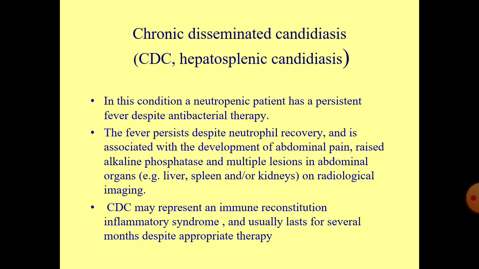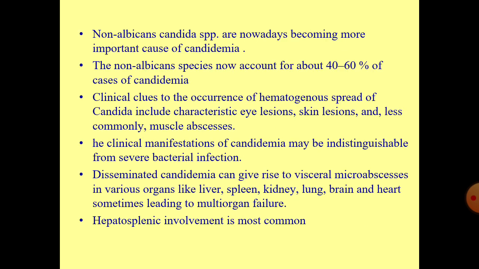The chronic disseminated candidiasis mainly happens in neutropenic patients. These patients have persistent fever, and they develop abdominal pain, raised liver enzymes, mainly alkaline phosphatase, and they have multiple echogenic masses detected by ultrasound. In addition to the invasion of these organs by the candida, they have what we call immune reconstitution inflammatory syndrome, which may last for several months despite appropriate therapy. So these patients may need long-term treatment.